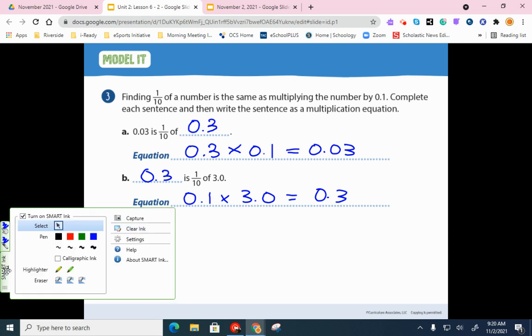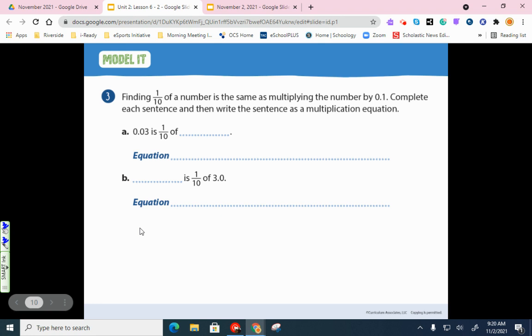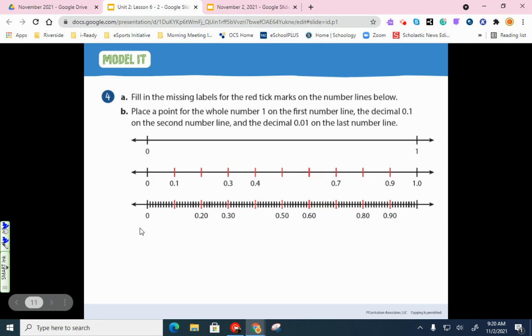Now these number lines are going to be an interesting way of representing it like this. So it says fill in the missing labels for the red tick marks. So these little red lines here are called tick marks, if you ever wondered what those meant. So let's fill in what's missing. Again, if I'm going too fast, you can always pause. I kind of just do the videos fast because you do have that ability to pause or rewind or do whatever you need to do.